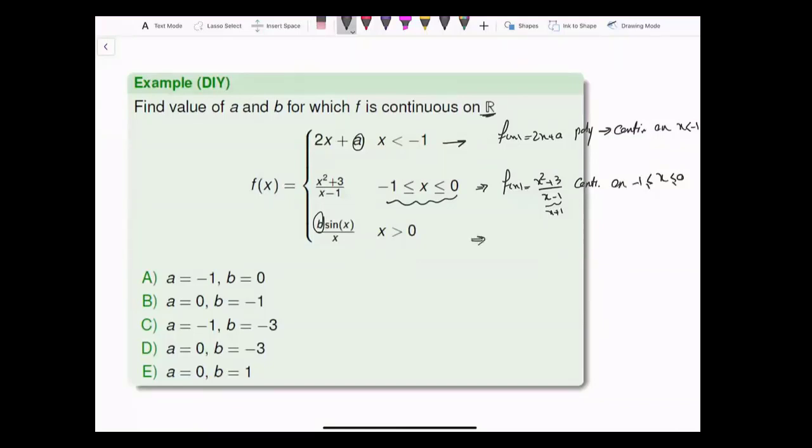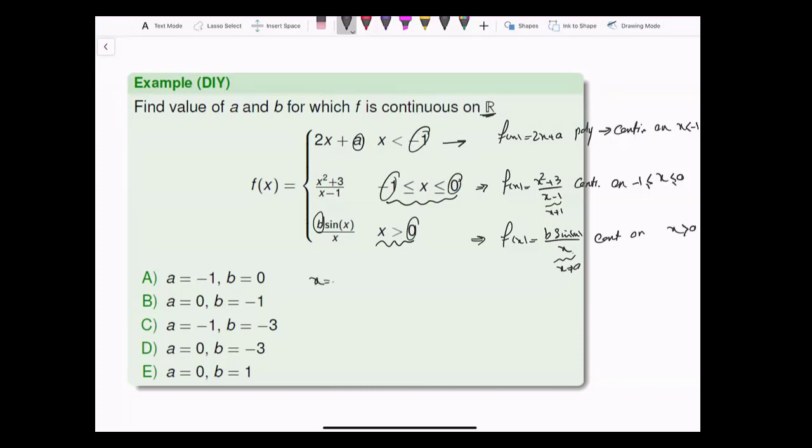And for this last piece, sine x over x, again, this is continuous everywhere but where x is equal to 0. But x equal to 0 is not included in this part of the domain. So that means it's continuous on all x bigger than 0. Okay, now there are 2 points that we should check, -1 and 0.